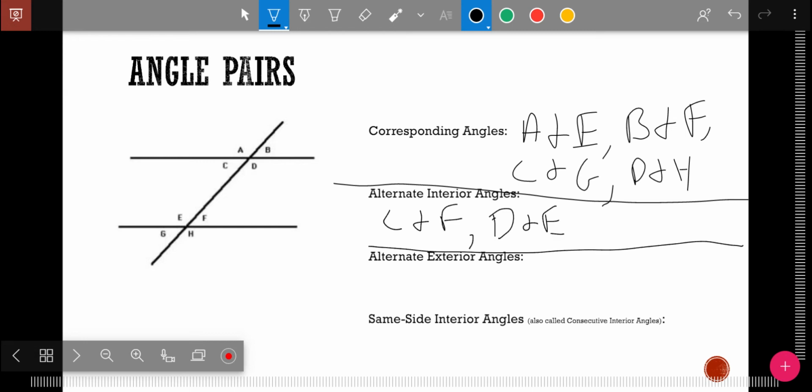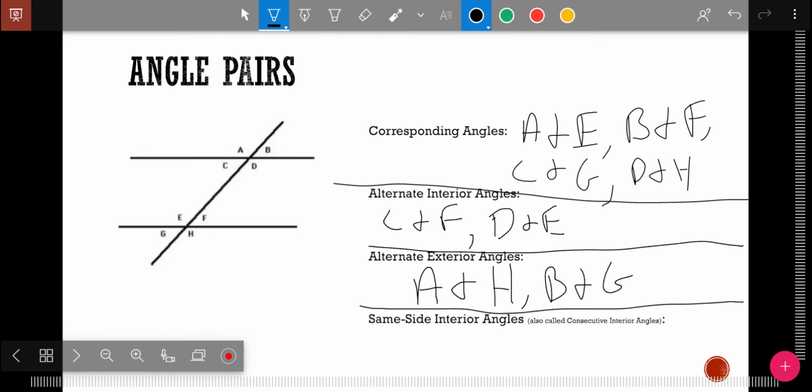Alternate exterior would be the same kind of thing, but on the outside. So A and H or B and G. Same side interior is on the inside, but on the same side. So C and E or D and F. And again, those can be called consecutive interior, and they're going to be the weird ones today.